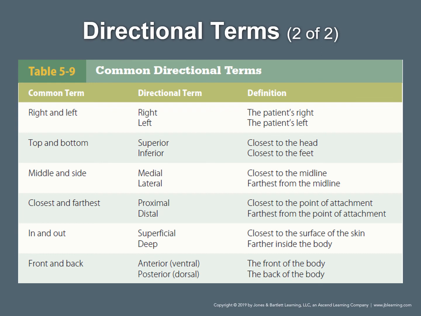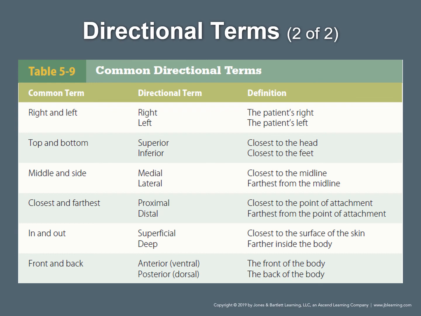And here are common directional terms. This is going to be table 5-9 in your book. Right and left, top and bottom, middle and side, closest and furthest, in and out, front and back. So this is some of the things that we just went over. Now remember, these are the common terms for your directional terms.